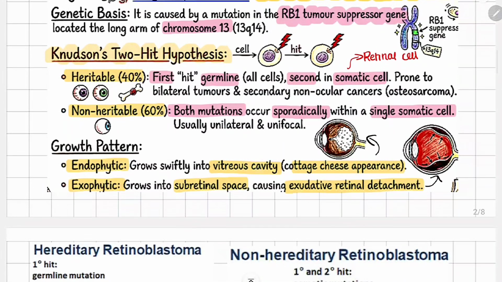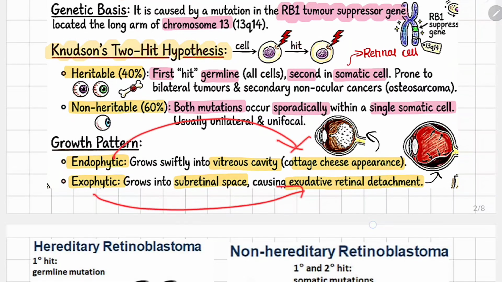Now coming to the growth pattern, there can be endophytic or exophytic. Endophytic means they grow into the vitreous cavity and there is a cottage cheese appearance, while exophytic means they grow into the subretinal space and there we can see exudative retinal detachment. So endophytic, cottage cheese appearance; exophytic, exudative retinal detachment.